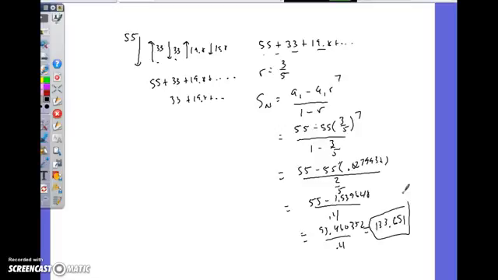So far, so good? All right, then the next thing is what's the total vertical distance traveled by a ball before coming to rest? Wait, what? When does it come to rest? How many bounces? Well, we could take it to infinity, can't we?